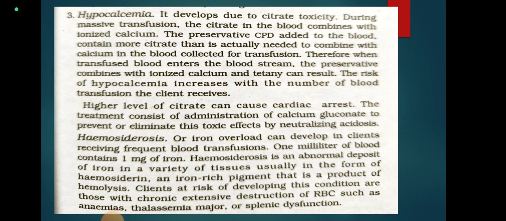Hemosiderosis, or iron overload, can develop in clients receiving frequent blood transfusions. 1 milliliter of blood contains 1 mg of iron. Hemosiderosis is an abnormal deposit of iron in a variety of tissues, usually in the form of hemosiderin, an iron-rich pigment that is the product of hemolysis.